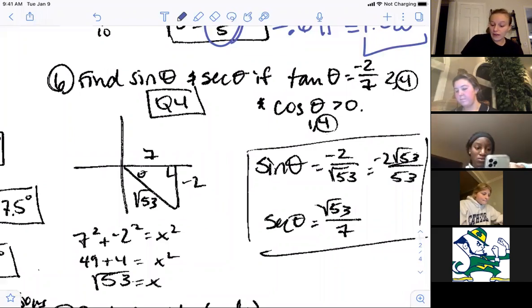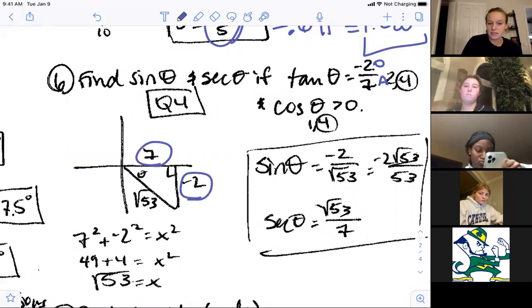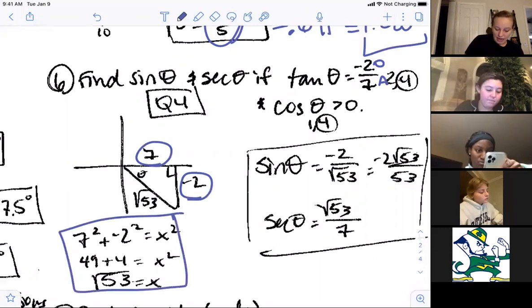We knew that, okay, if I was given tangent, that's opposite over adjacent. So I know that my -2 is my opposite and my 7 is my adjacent. And then you guys knew really easily how to find my missing side, whether it was the hypotenuse or just one of the other sides. We do Pythagorean theorem.